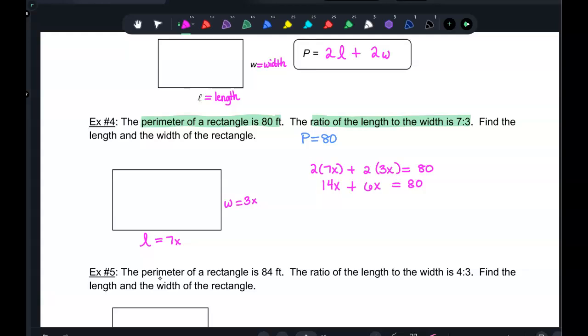Okay, hold on. 20x equals 80. What do we think? X equals 4. Okay, now, why do we have to do x?